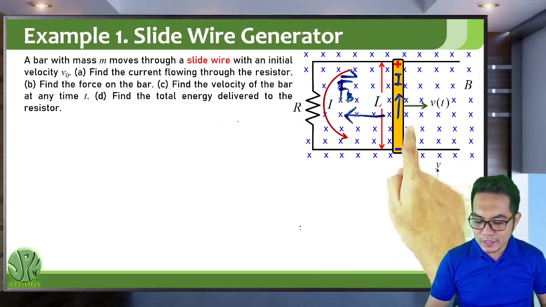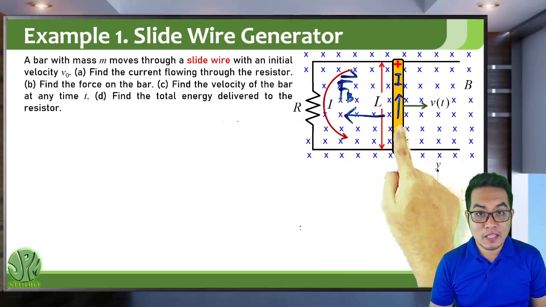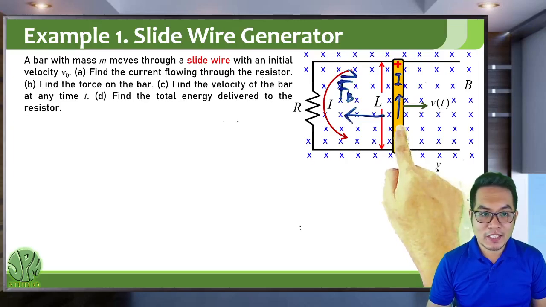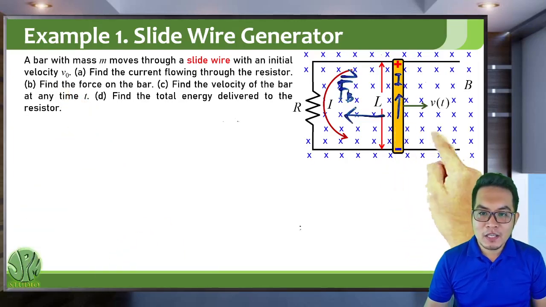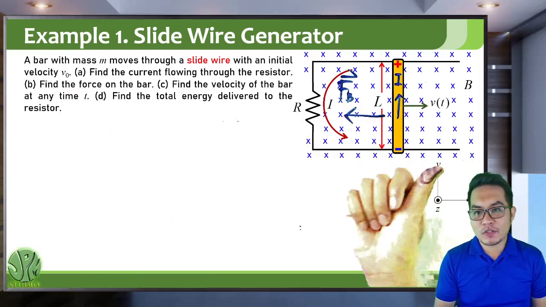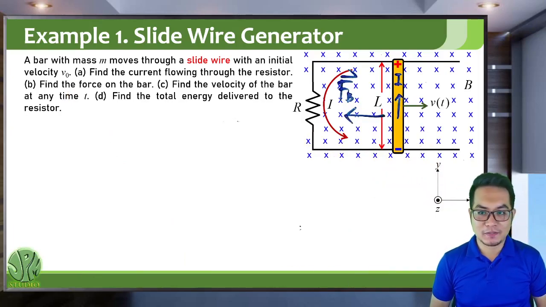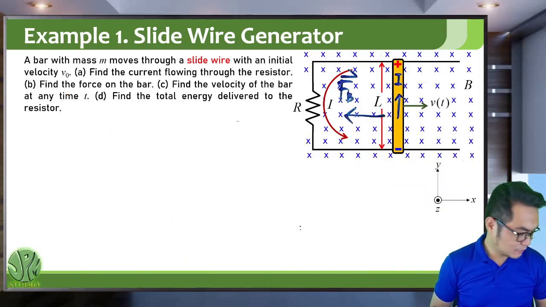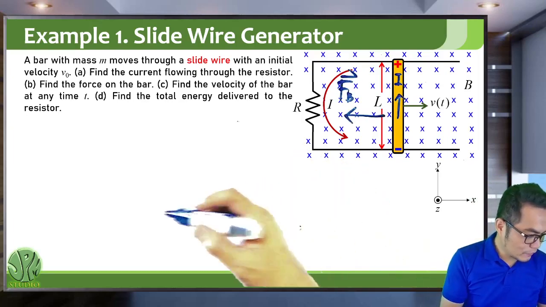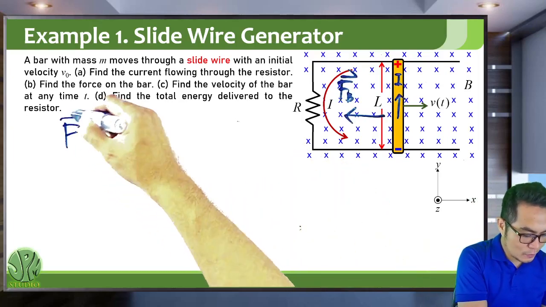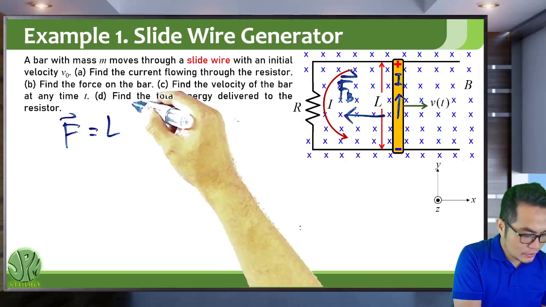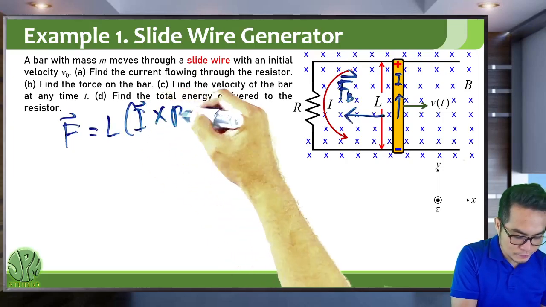You will notice that the speed of the bar is actually decreasing. Originally it has an initial velocity V naught, but there's a force in the opposite direction, so the speed of the bar is actually decreasing. Okay, let's find that force. That force is just equal to L times I cross B.